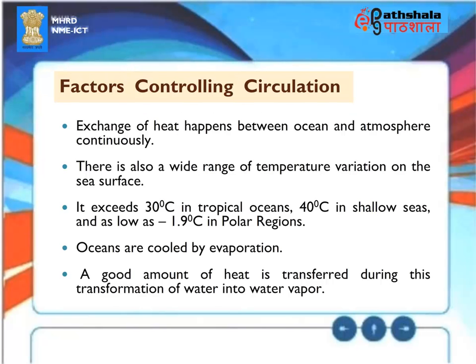Exchange of heat happens between ocean and atmosphere continuously. There is also a wide range of temperature variation on the sea surface. It exceeds 30 degrees centigrade in tropical oceans, 40 degrees centigrade in shallow seas, and as low as minus 1.9 degrees centigrade in polar regions. Oceans are cooled by evaporation. A good amount of heat is transferred during this transformation of water into water vapor.